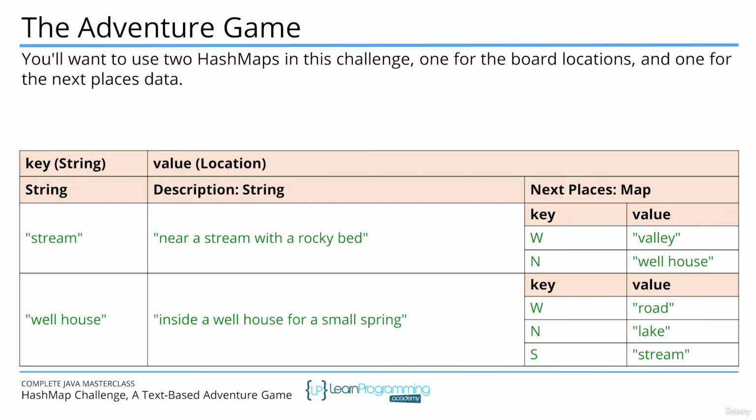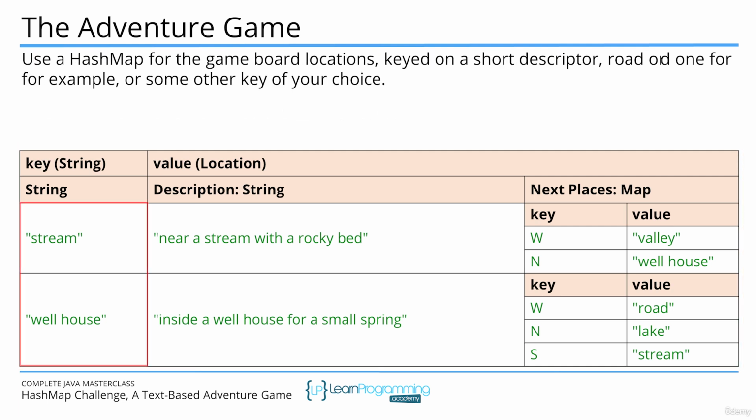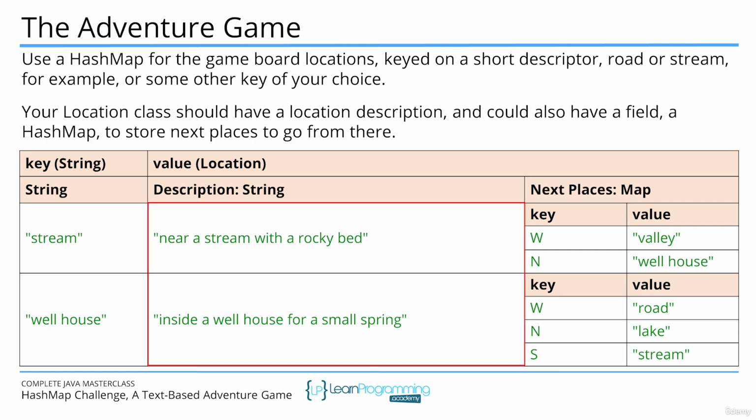You'll want to use 2 hash maps in this challenge, one for the board locations and one for the next place's data. This slide shows one way to structure your data, but feel free to come up with your own configuration if you'd prefer to. Use a hash map for the game board locations, keyed on a short descriptor, road or stream for example, or some other key of your choice. Your location class should have a location description and could also have a field, a hash map, to store next places to go from there.